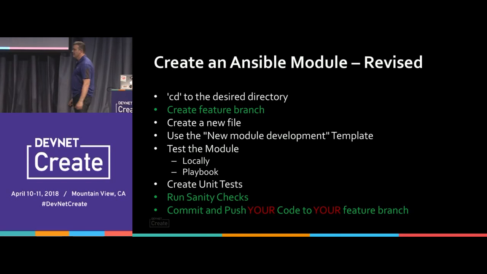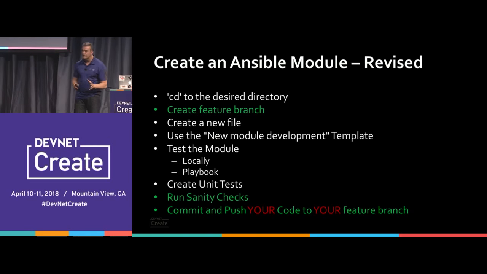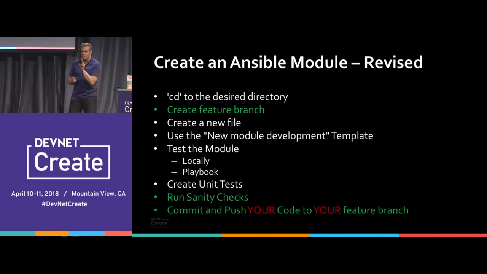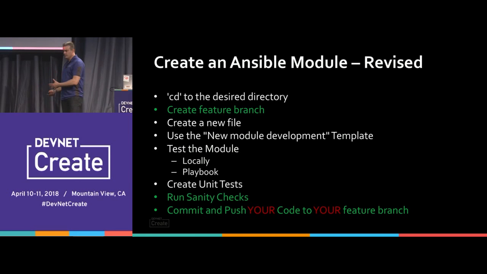You're going to submit a pull request. So now we got to go back to that Ansible module creation, and we're going to update it. We're going to change a little bit. So the green is what we've added to what should have been in this documentation. We're going to cd to the desired directory, just like we did before. And we might create a new directory. However, be sure to read the docs, because Ansible indicates in the documentation that they don't like more than two levels depth of directory. Create a new feature branch. So you have to use git checkout and the name of your feature branch. Create a new file. Same stuff again. Use the new module development template. Test the module locally and then with a playbook. Create some unit tests. Oh, now we have to run some sanity checks.